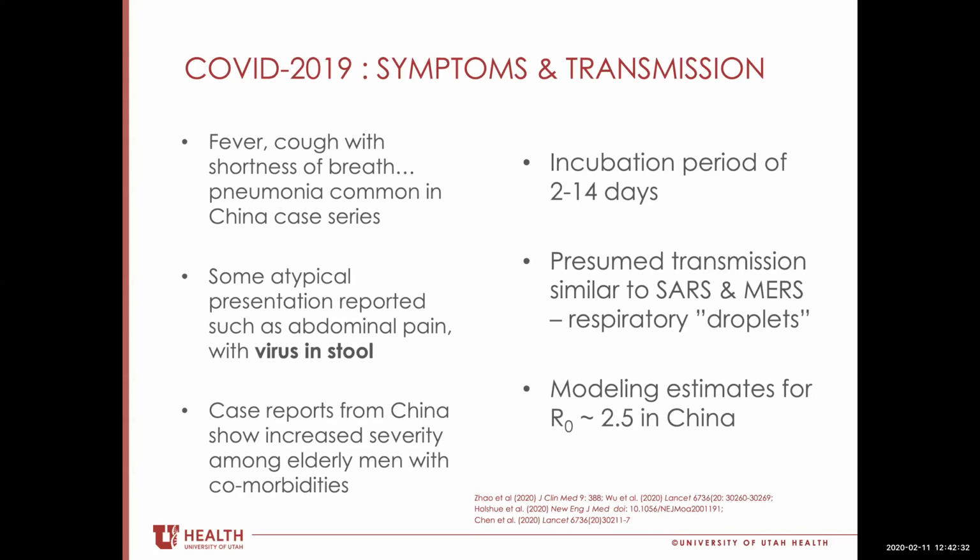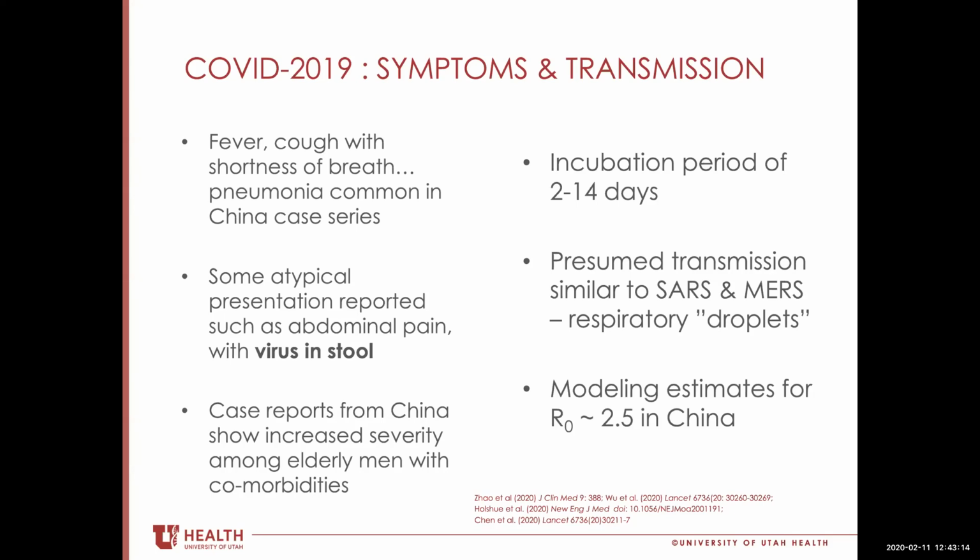Descriptions of case series from China indicate that the initial symptoms are fever and coughing with shortness of breath. Among hospitalized patients, at least, pneumonia is extremely common, with more than 70% of cases in the reported case series presenting with pneumonia. Fatality seems to follow bilateral pneumonia with multiple organ failure. There have been some reports of atypical presentation with abdominal pain, and it has been confirmed that, at least among patients with abdominal pain and diarrhea, the virus can be found in stool.